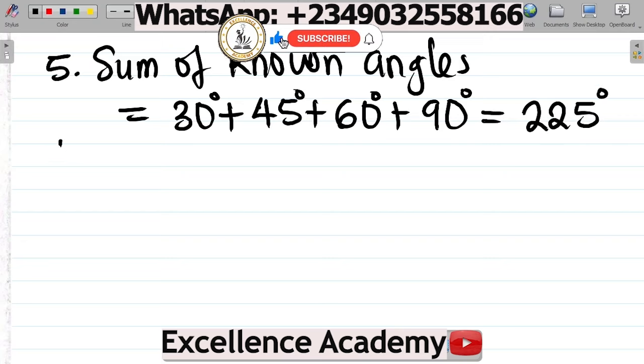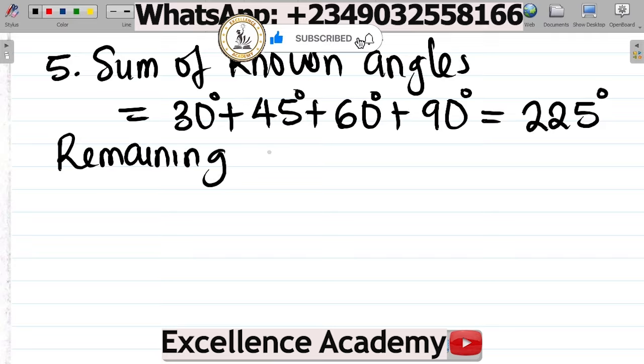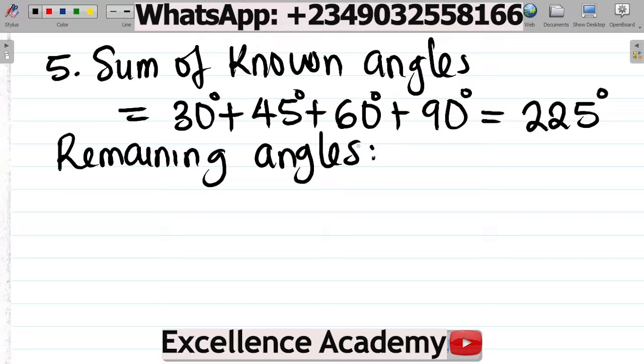Now, to get the remaining angles, what do we know? We know that the total sum of the angles should be equal to 360 degrees.